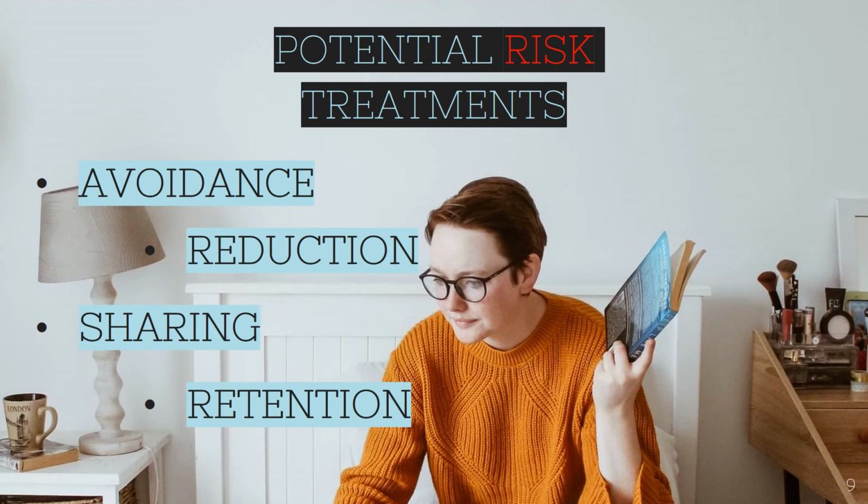Moving forward, let's talk about the potential risk treatments. ISO 31000 suggests that once risks have been identified and assessed, techniques to manage the risk should be applied. These techniques fall into four categories. First, avoidance. Second, reduction. The third one is sharing. And last is retention.